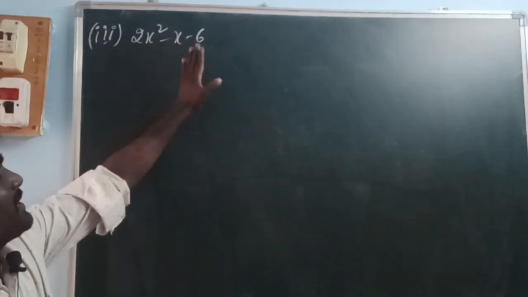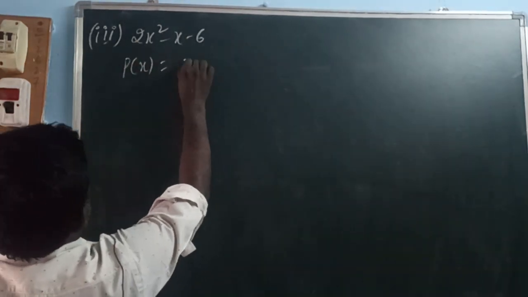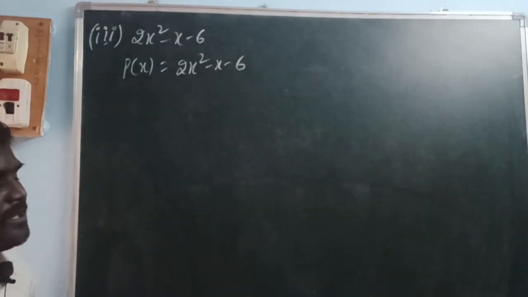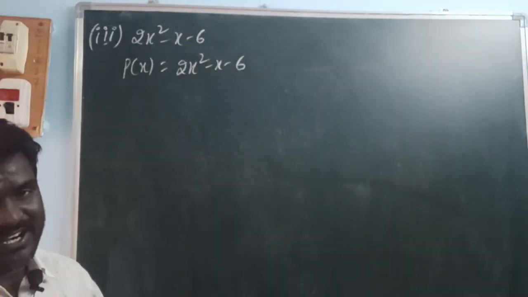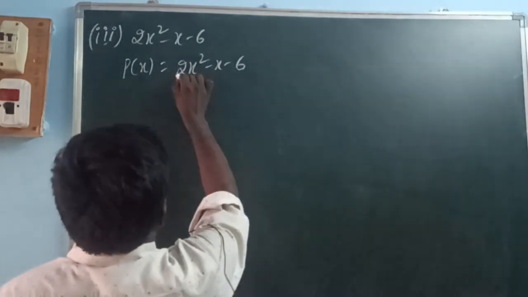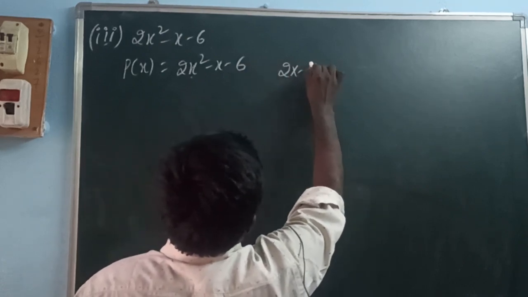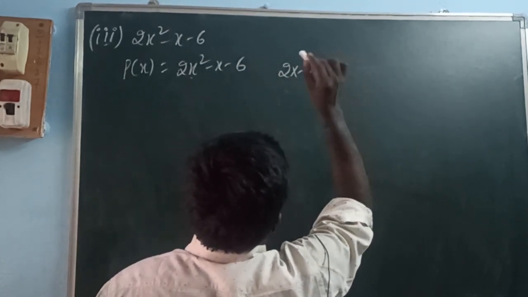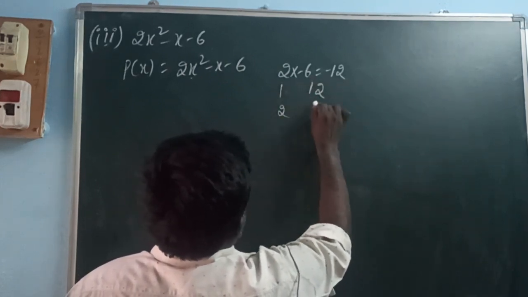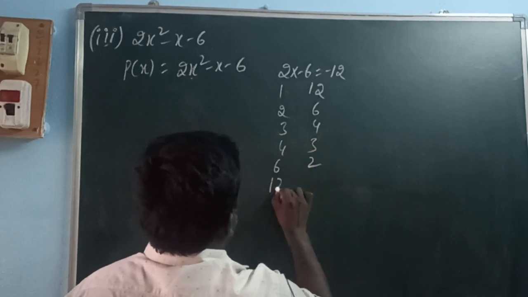Next, 2x square minus x minus 6. Here, p of x, polynomial with variable x, is 2x square minus x minus 6. For this polynomial, first find the factors, after that we can find the zeros. Here, x square coefficient is how much? 2, constant is how much? Minus 6. So 2 into minus 6, that is equal to minus 12. So what are the factors of 12? 1 12 ja, 2 6 ja, 3 4 ja, 4 3 ja, 6 2 ja, 12 1 ja.